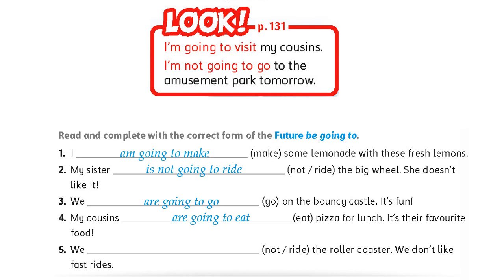Five, we. We are or we is, we are. We are not going to ride the roller coaster. We don't like fast rides.